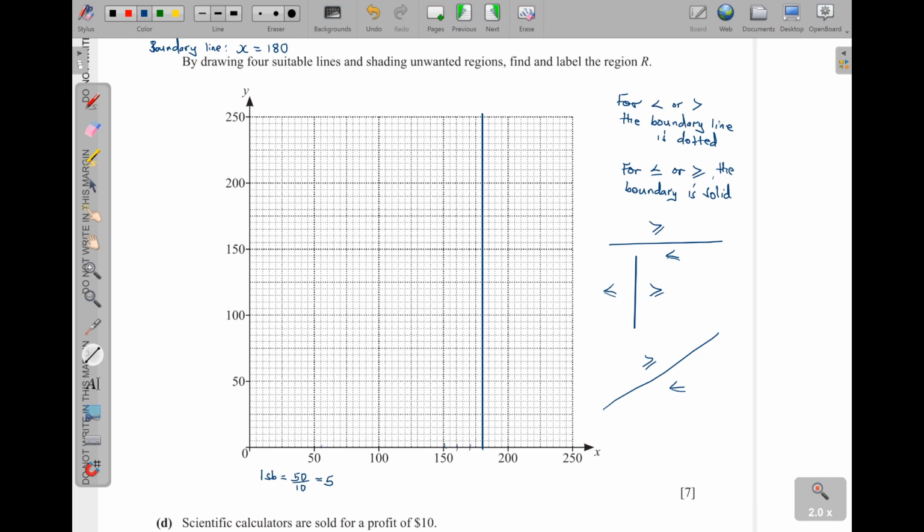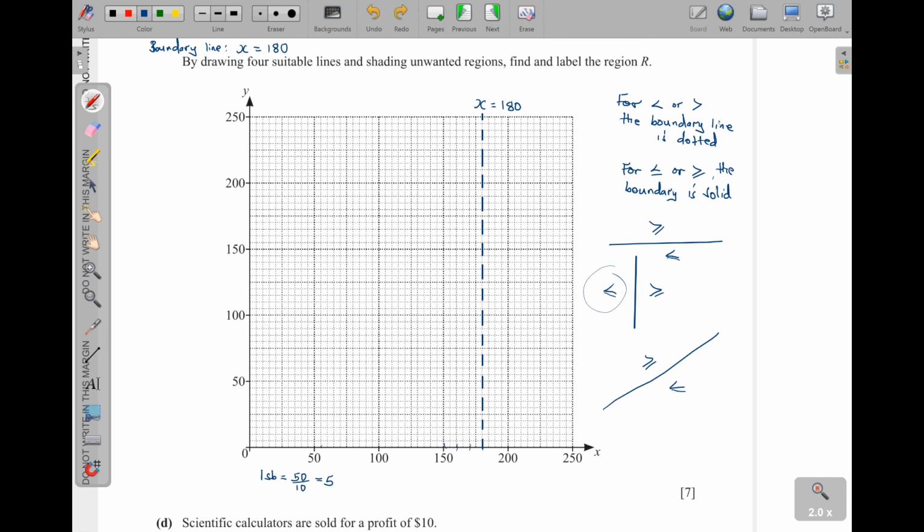But remember, this one is less than, so that means the line has to be dotted. So let me dot it. If you draw it solid, you get it wrong because they used less than. Then you can label that line. This is x, which is equal to 180. You don't say x less than 180. Then we need the less than part. So the less than part is this other side, the left.